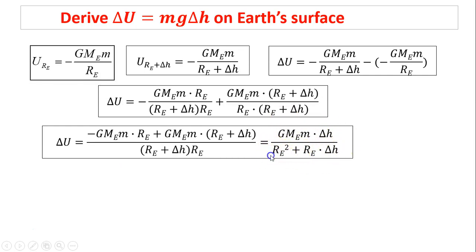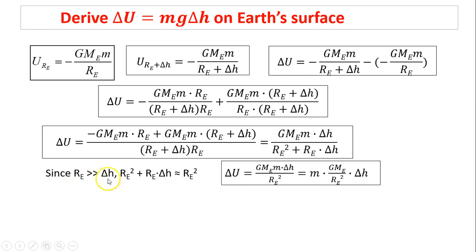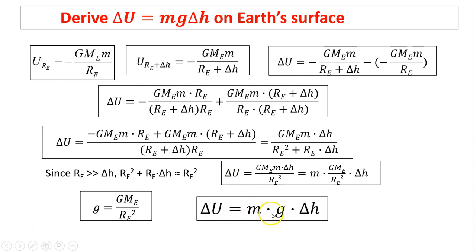Now let's examine the one on the bottom. Since R_E is much, much, much greater than delta H, in R_E squared plus R_E times delta H, this term is approximately equal to R_E squared because delta H is so small. So that simplifies: delta U has the bottom become R_E squared, and the top is delta H. So this term in front is actually g. g equals capital G, the gravitational constant, times the mass of the Earth over R_E squared. Therefore, delta U equals m g delta H. So we have derived that this expression is just a special case of the general expression.